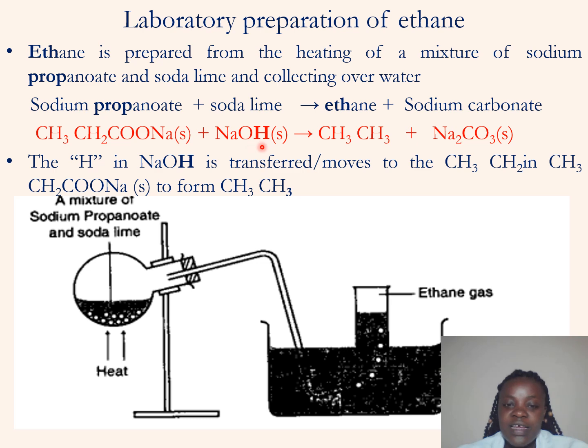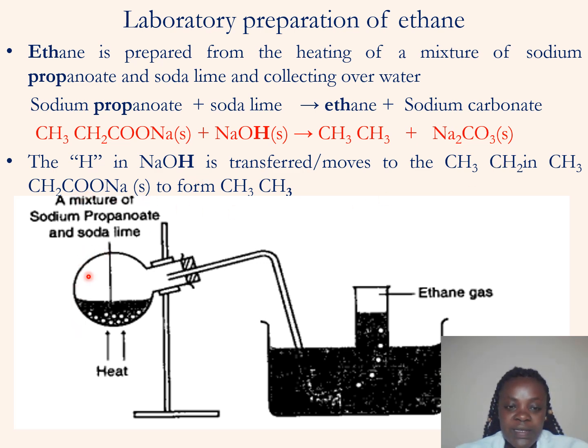So the hydrogen in sodium hydroxide moves and it joins the CH3 in the sodium propanoate to give us ethane. Then the sodium and the oxygen join with the second part of the sodium propanoate to give us sodium carbonate. So that is how we prepare it.